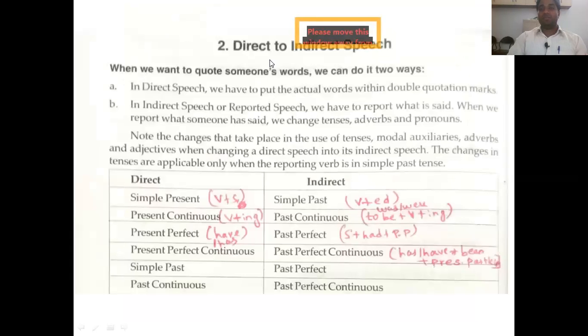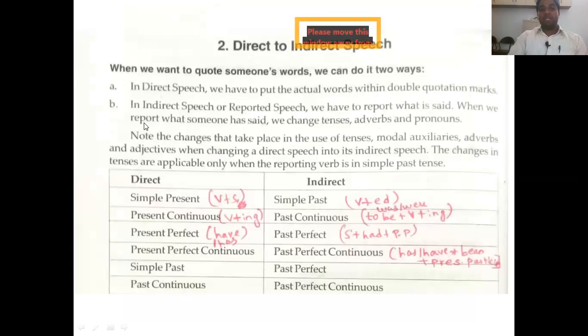Next, we move on to the second lesson, direct to indirect speech. You have read about direct and indirect speech in lower classes like 12th, so you already know about it. Once again, I tell you that in direct speech, we have to put the actual words within double quotation marks. This is the very important first point. You should always use direct speech within double quotation marks.